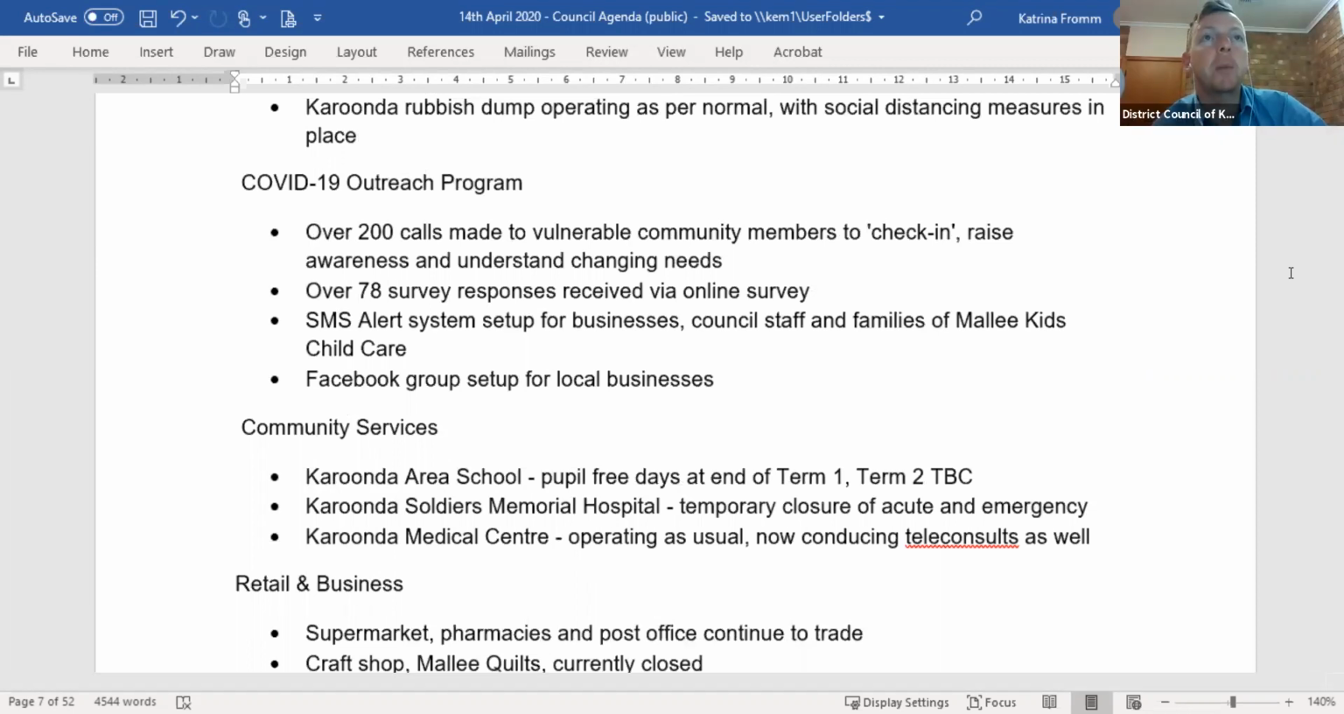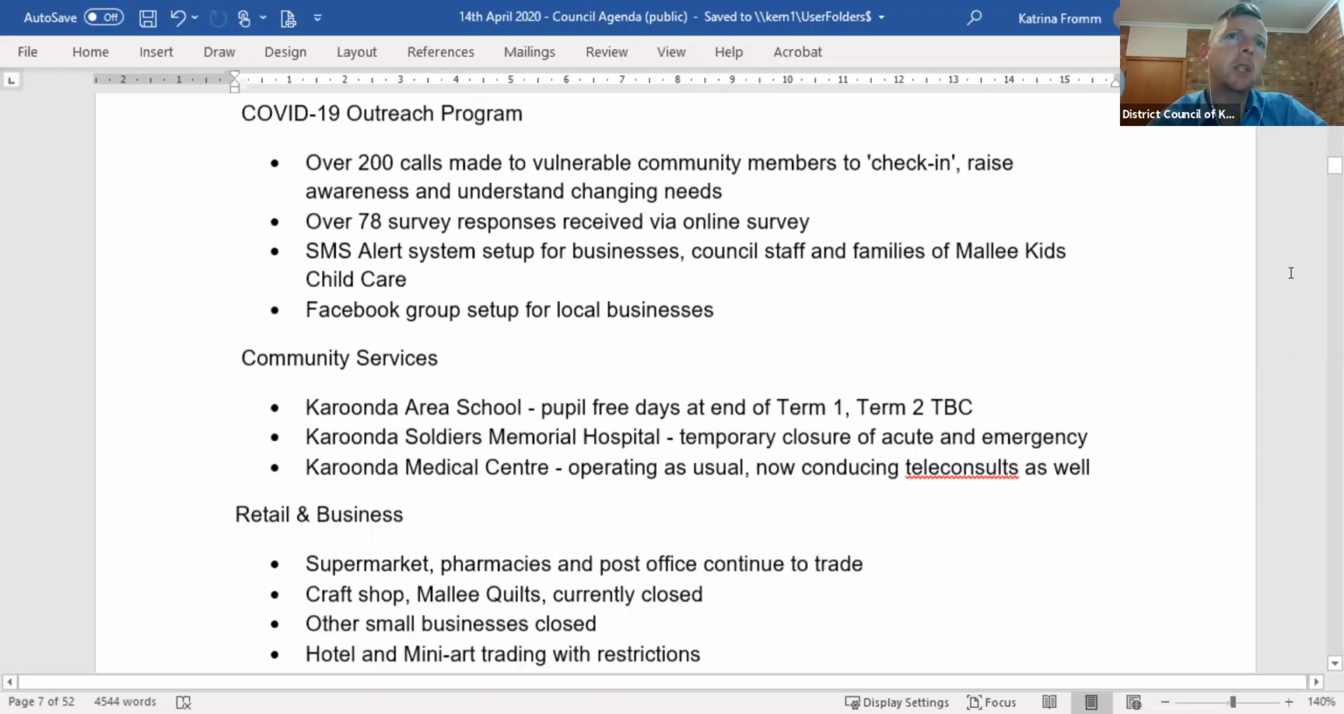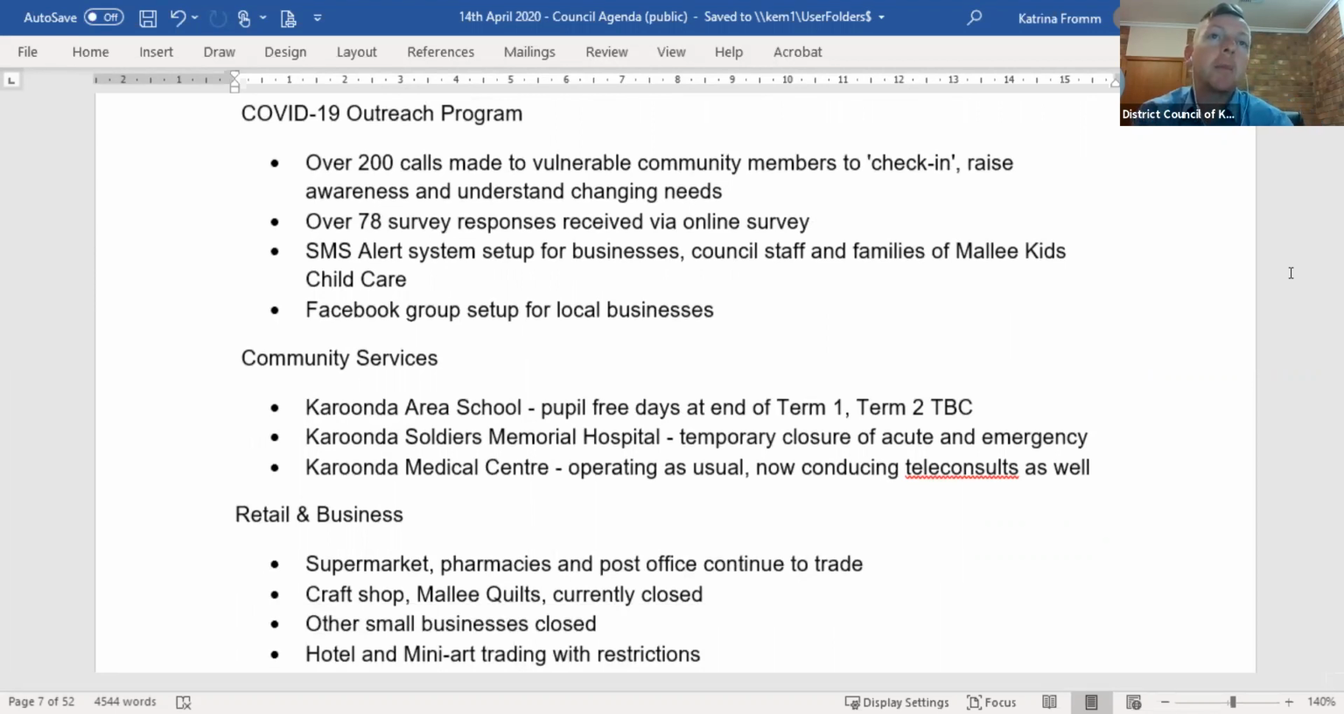One of the other key things that we've been doing over the last few weeks is the outreach program. So at this point, Sophie Woodward, who's been doing the calls, has made over 200 successful calls out to vulnerable members of the community in 2 stages. That was initially about 3 weeks ago, and then a repeat of that process last week just to check in and see how people had transitioned to the changes imposed by restrictions by state and federal governments, because it's changing quite quickly. And the online survey, which we've had over 78 responses to, is quite valuable information, which has been circulated to elected members previously.